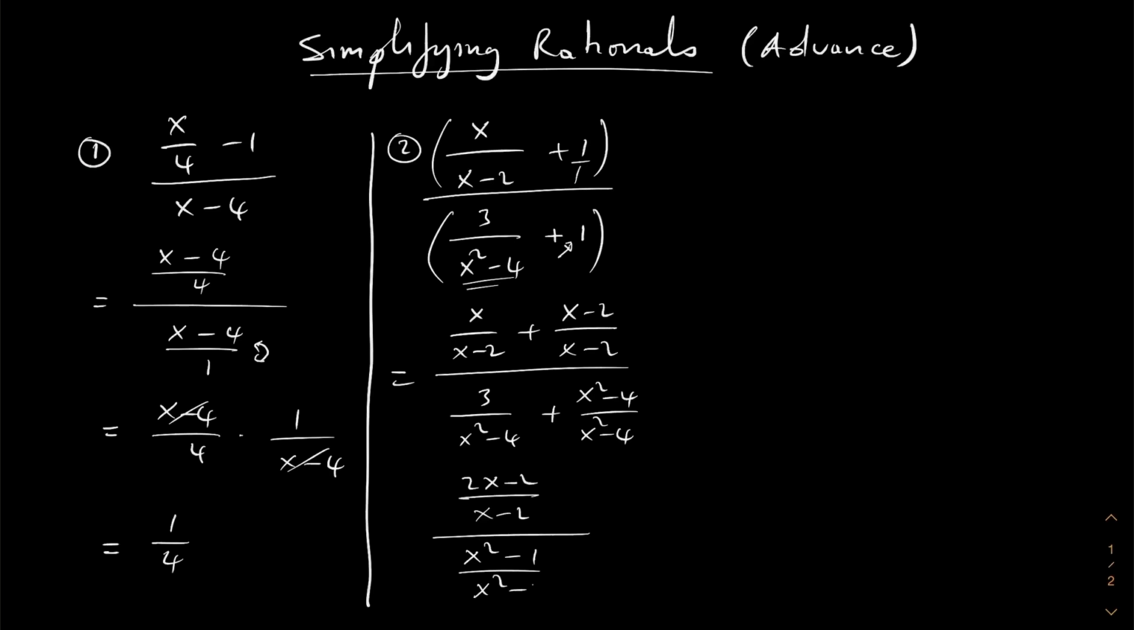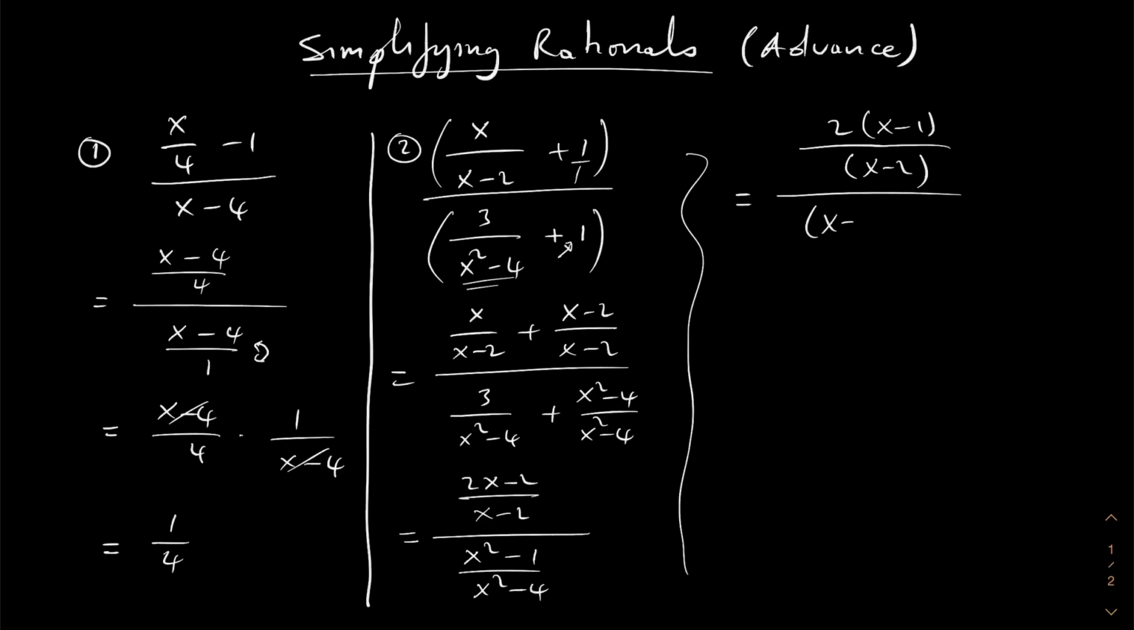And so since the numerator and denominator are written in standard form, we're going to go ahead and factor everything out. And so you're going to have 2 multiplied by x minus 1 divided by x minus 2, everything divided by x minus 1 times x plus 1, because that's the difference of squares, and the bottom as well, x minus 2 times x plus 2.